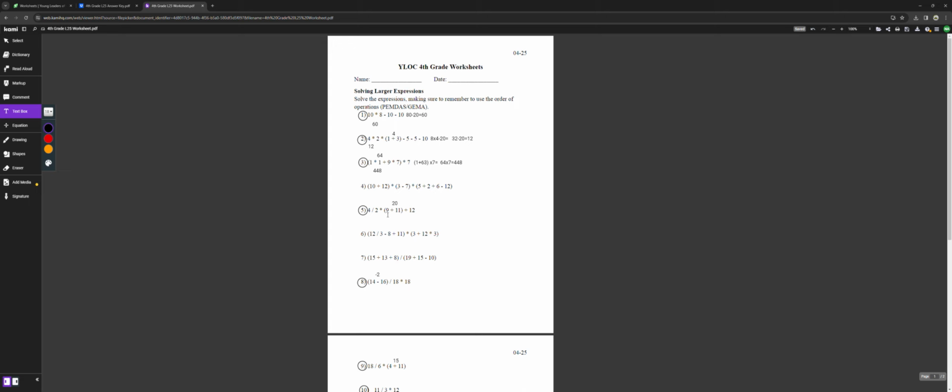For number 5, you have 4 divided by 2 times 9 plus 11 plus 12. So you can simplify that to 2 times 20 plus 12, which would equal 40 plus 12, and that equals 52. So you get 52.